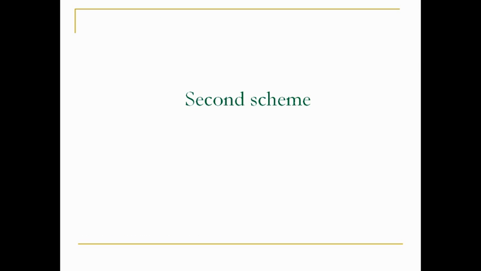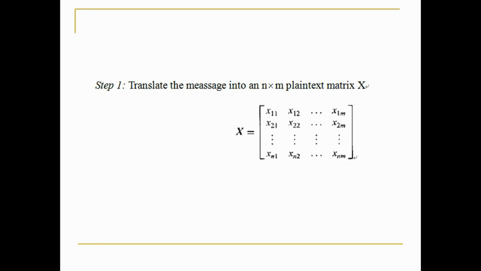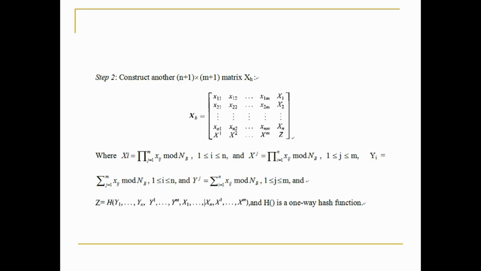So what does the second scheme do? Just like the first one, they translate the message into an n by n plaintext matrix X, and in step 2, they also construct the n plus 1 by n plus 1 matrix XH, where all the conditions here are the same.